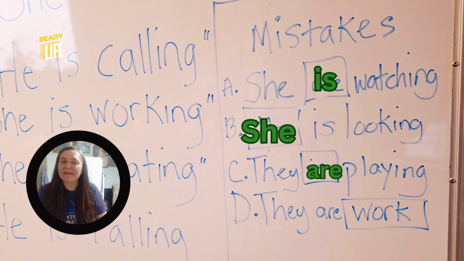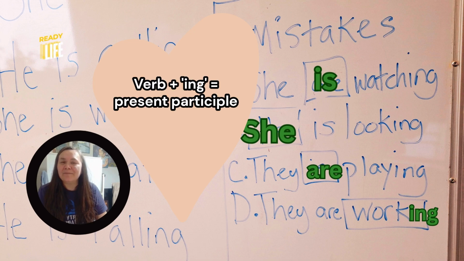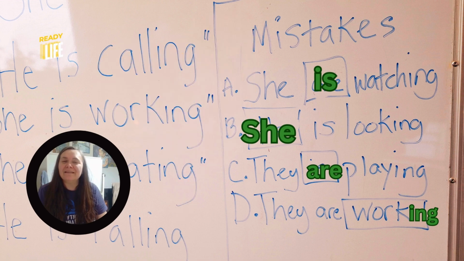Work should be in the present participle. Work should have ing added. Remember the second couple. This is the verb plus ing. Working. They are working. How did you do?